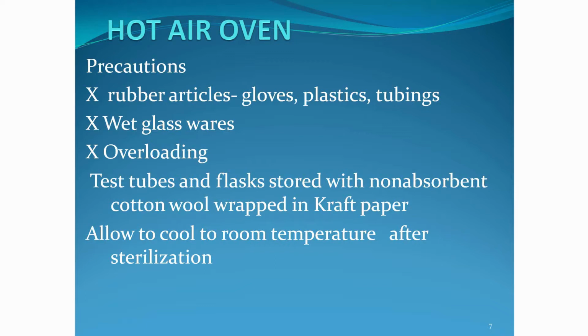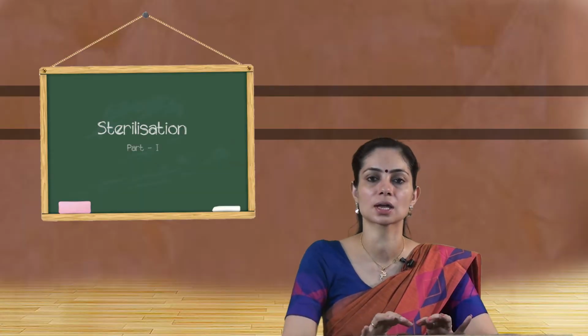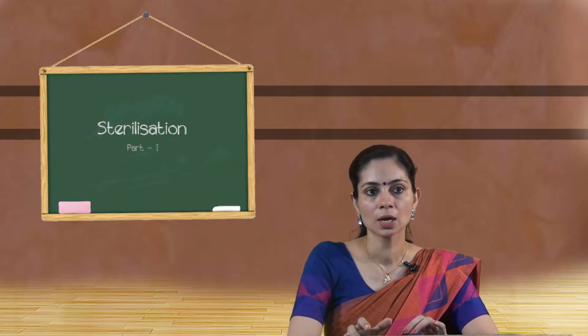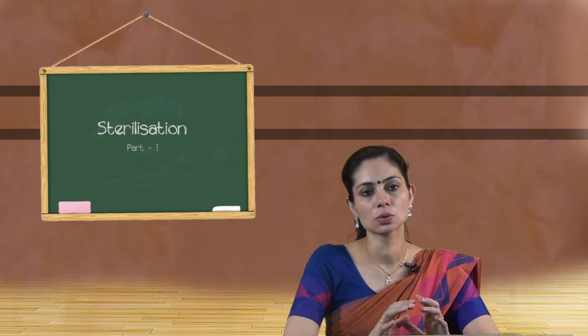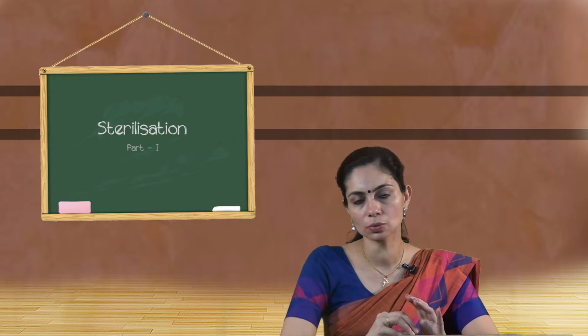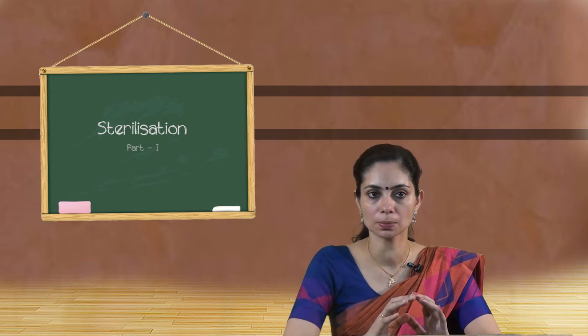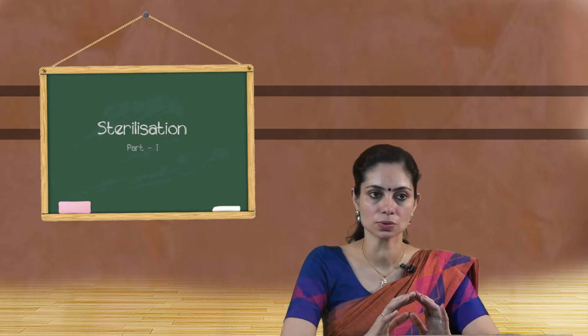Overloading should be avoided. If overloading happens, the air cannot reach and the temperature cannot reach different parts, and it cannot sterilize completely. Test tubes and flasks we plug with non-absorbent cotton wool, and they are wrapped in kraft paper before doing the sterilization procedure.